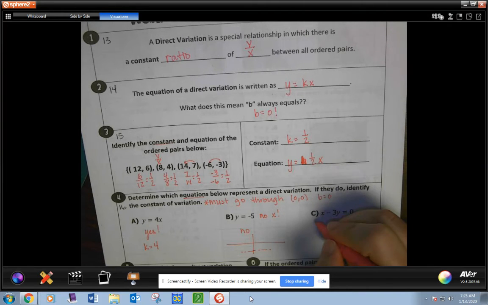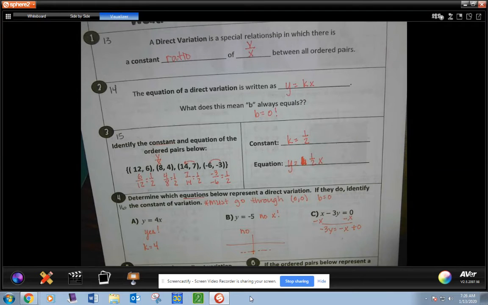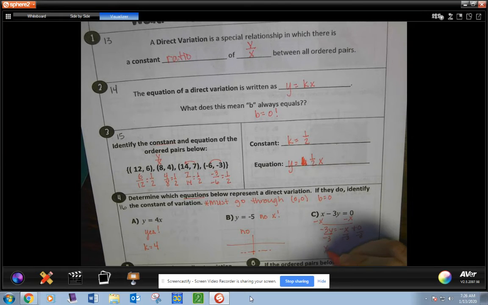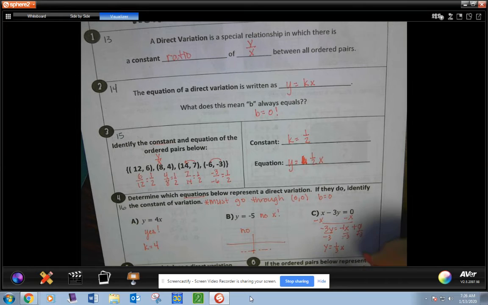Okay, for C, we need to solve for y, so we're going to move the x by changing the sign. And then we're going to divide by the number in front of y, so I get y equals -1 divided by -3, which would be positive 1/3 x, and then 0 divided by -3 just cancels off. So therefore, this one is going through 0, so this is a yes, and my constant is 1/3.